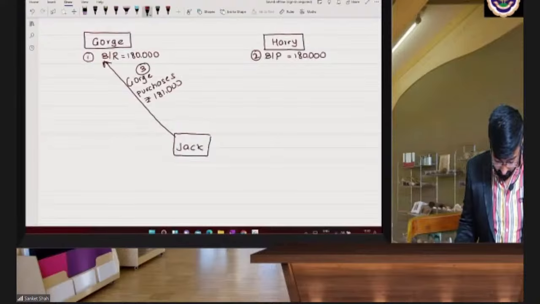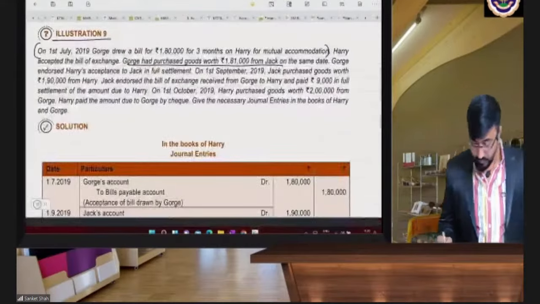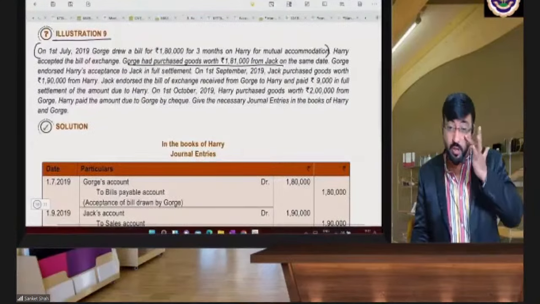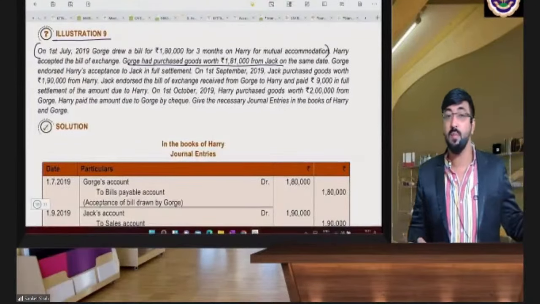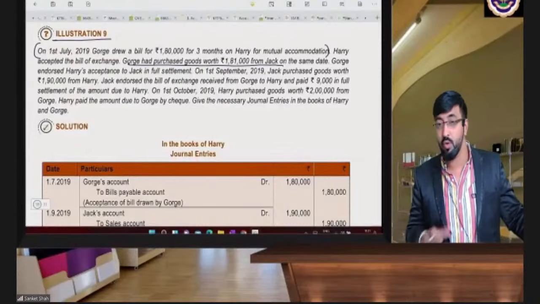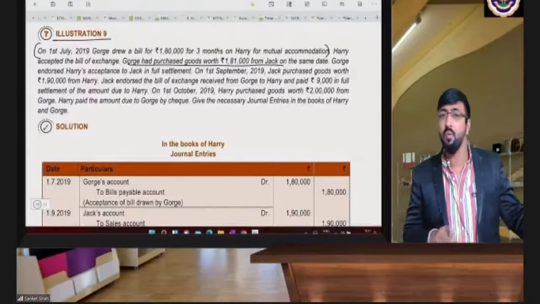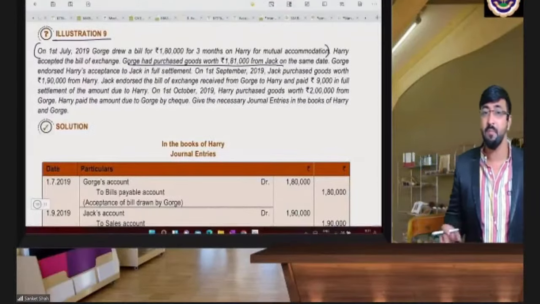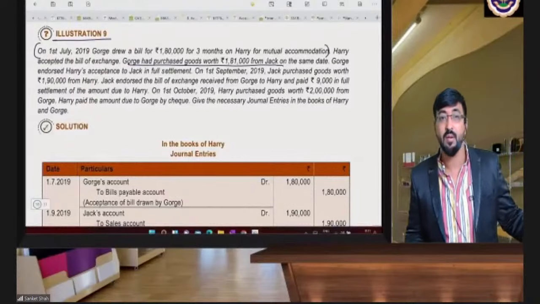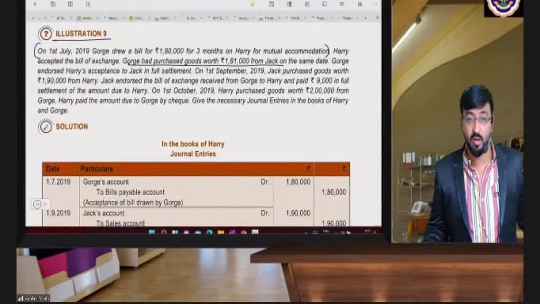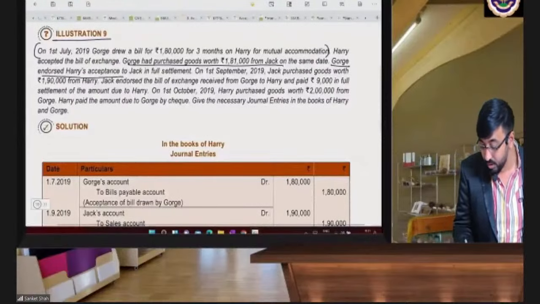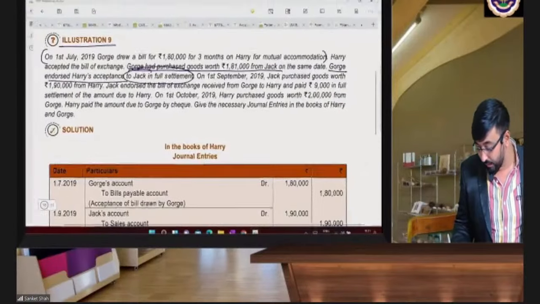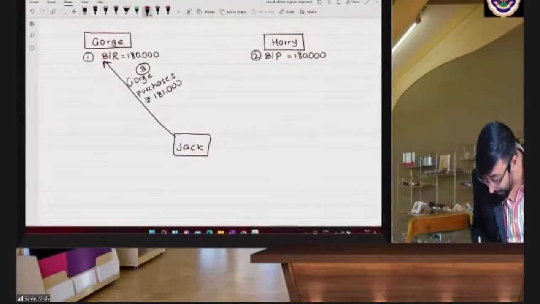Next one. Yes, this is the first session accommodation bill for chapter number 6. I'm taking the accommodation bill directly, though it is difficult. Yes, I'm going to make it very simple. So don't worry, beta. We just want to draw this diagram. Harry accepted. Okay. George endorsed. Now endorse Harry's acceptance to Jack in full settlement. So now diagram number 4.